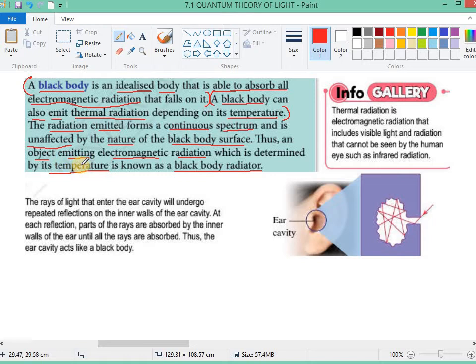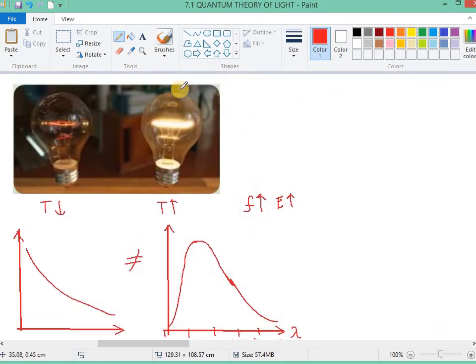So an object emitting electromagnetic radiation, which is determined by its temperature, is known as a black body radiator. For example, just now we have the bulb. This bulb is considered as a black body radiator because the higher the temperature, the higher the frequency of electromagnetic wave that it can emit. If the temperature is lower, then it will emit the electromagnetic wave at a lower frequency. Okay, get the idea.